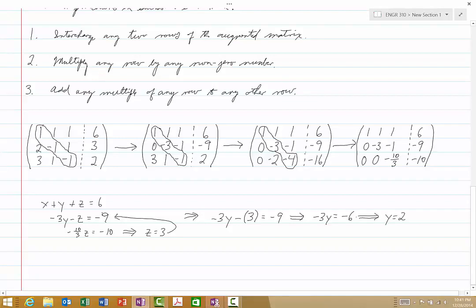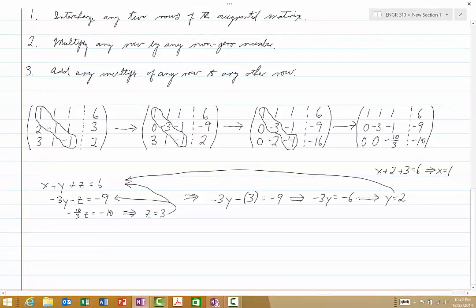And now we take our value for z and our value for y and substitute both of those back into the first equation, and that will give us x plus 2 plus 3 is equal to 6, which implies that x is equal to 1. And so the final solution to our system is x equals 1, y equals 2, z equals 3.